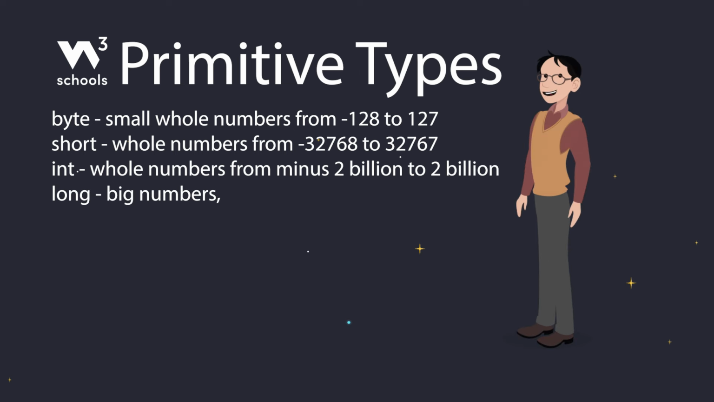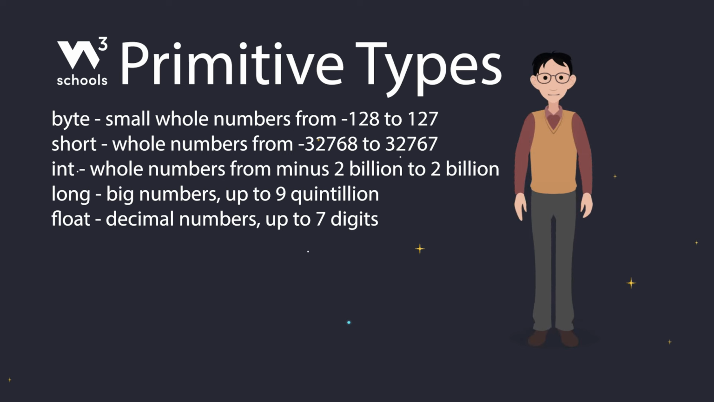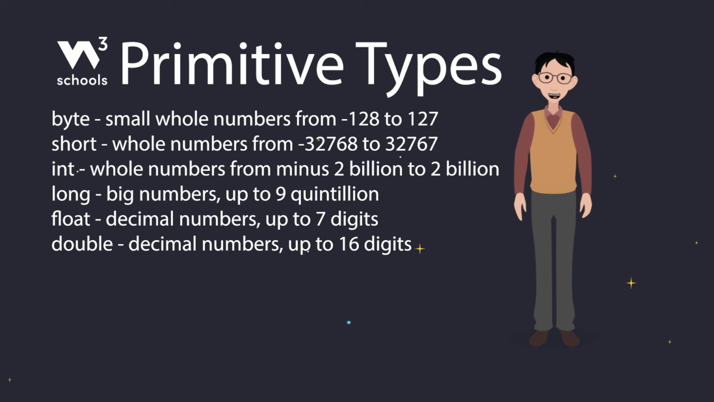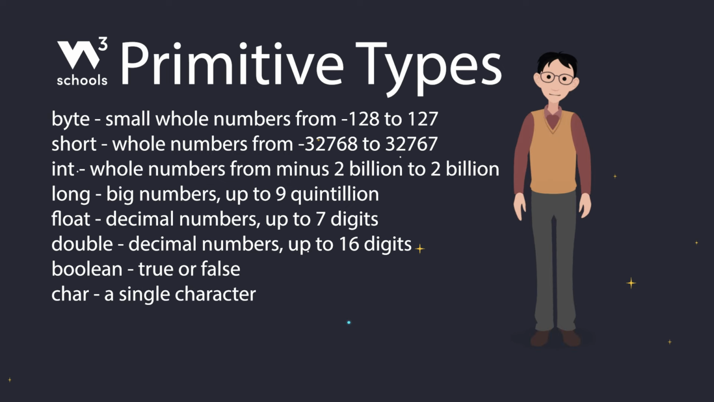Long, for big numbers, up to 9 quintillion, but you have to add an L at the end. Float, stores decimal numbers up to 7 digits, including decimals, with an F at the end. Double, stores even bigger decimal numbers up to 16 digits, including decimals. Boolean, only true or false, nothing in between. Char, holds just a single character like A or even an emoji.